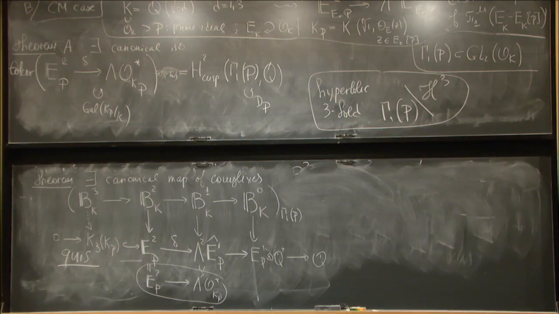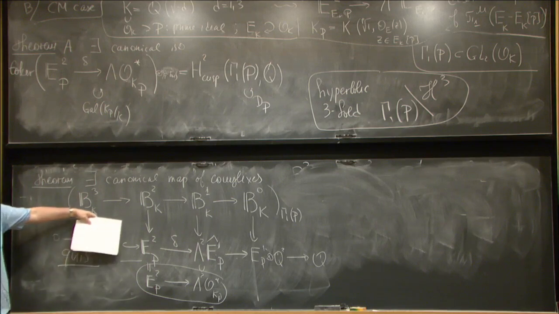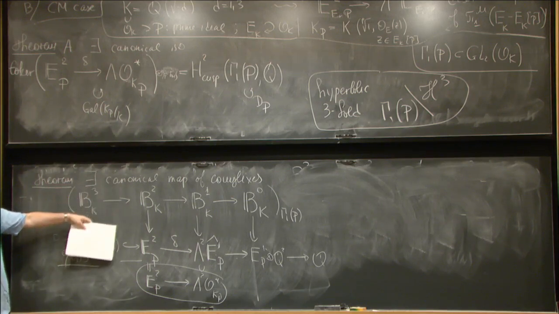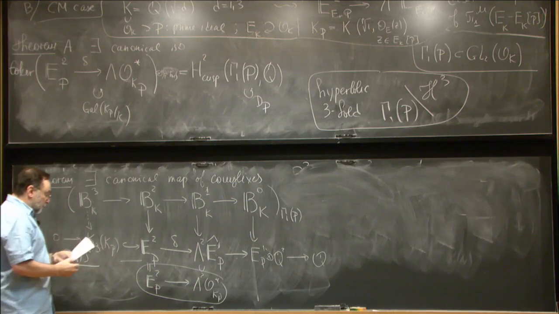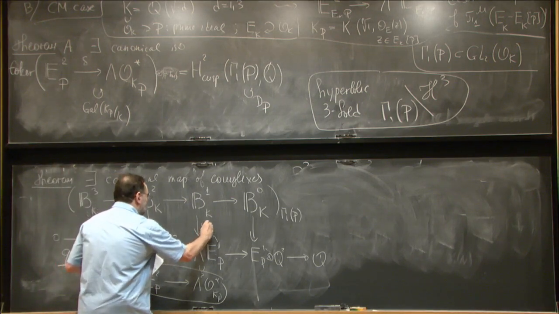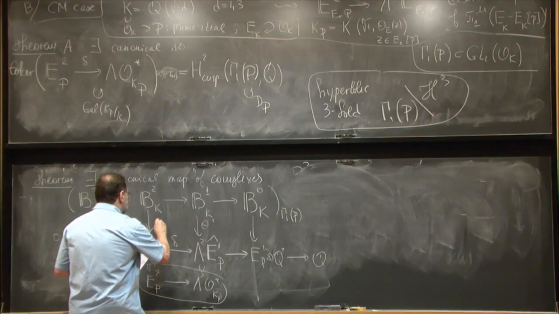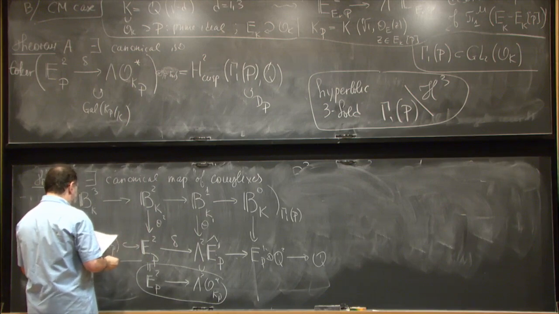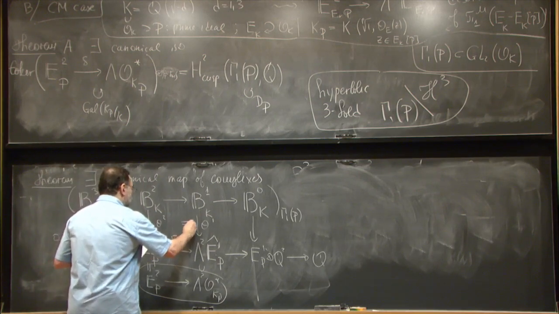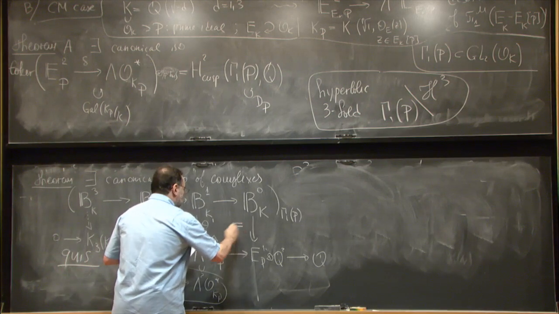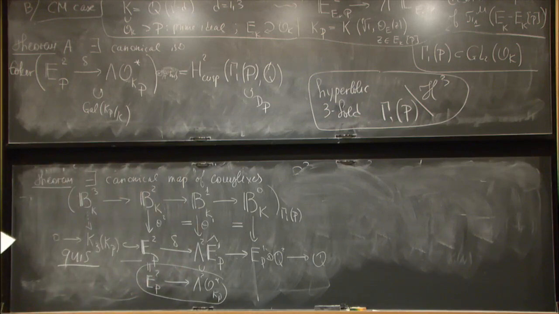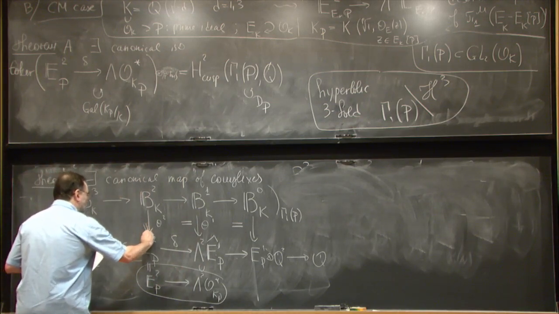So I sort of didn't want to talk yet about this. You will see how it appears. So this error will appear from the main construction. The main construction does not even involve this. So the main point is that this map, let's call this map theta 1, and this is theta 2. This map is an isomorphism. This map is an isomorphism. And this map is surjective.